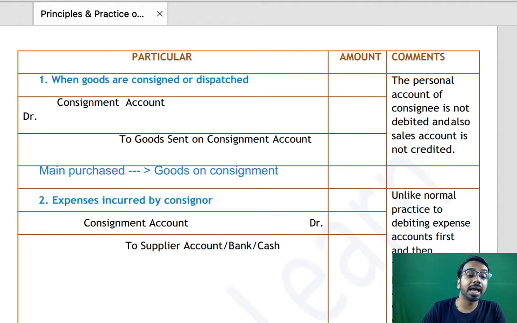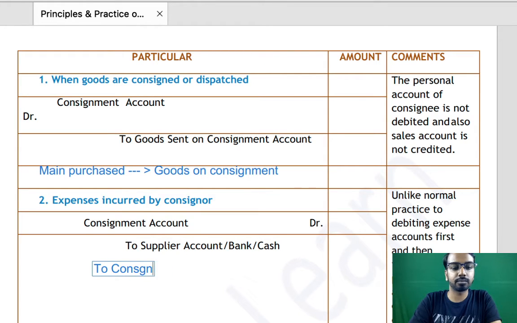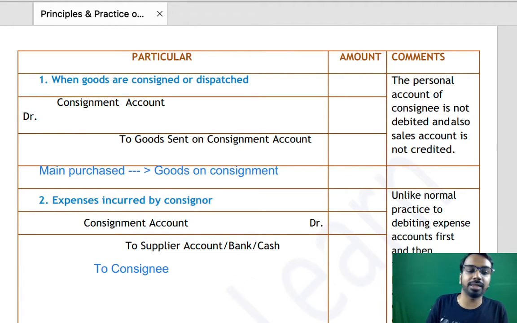Now sometimes expenses are incurred by the consignee. In that case, what would you do? You would say to supplier, to bank, to cash. You can also say to consignee. Now why to consignee? Because instead of the consignor incurring the expenses, they are being incurred by the consignee. The consignor has to repay this amount to the consignee, right? So this is another way or another entry for expenses.